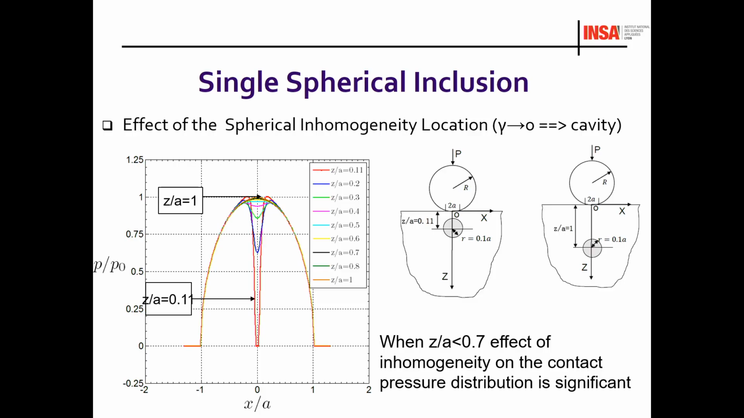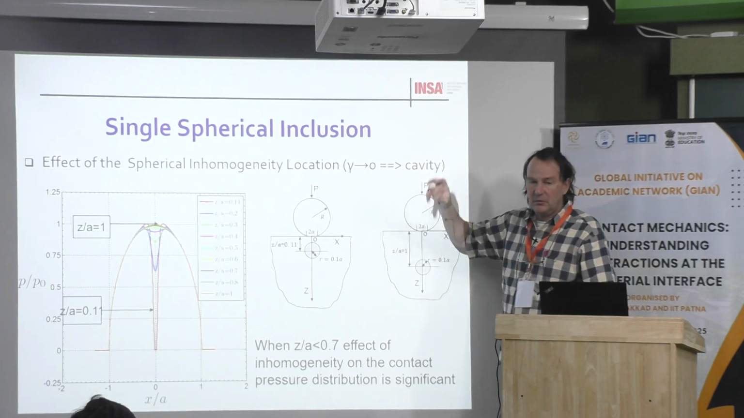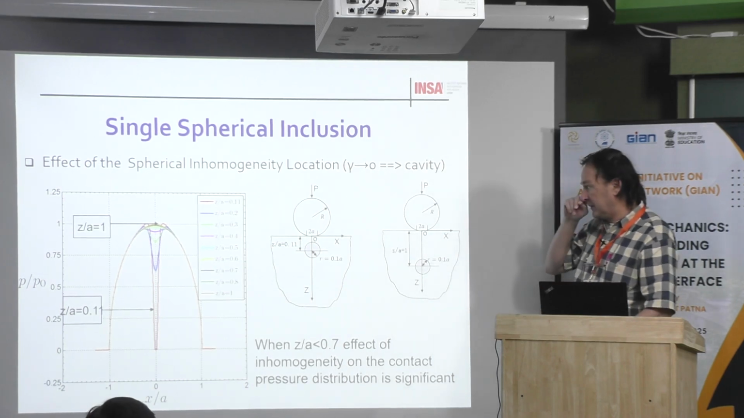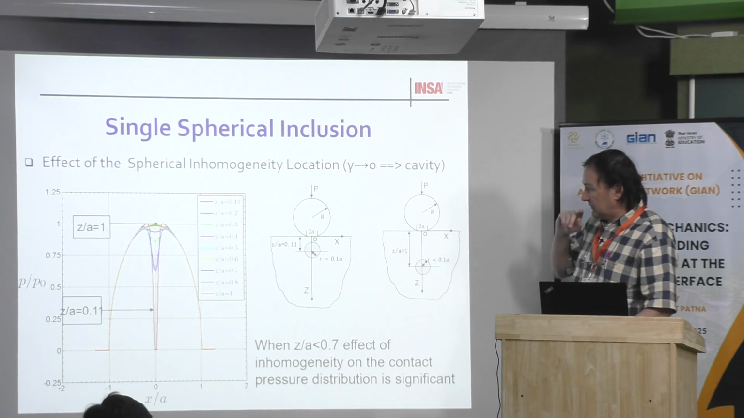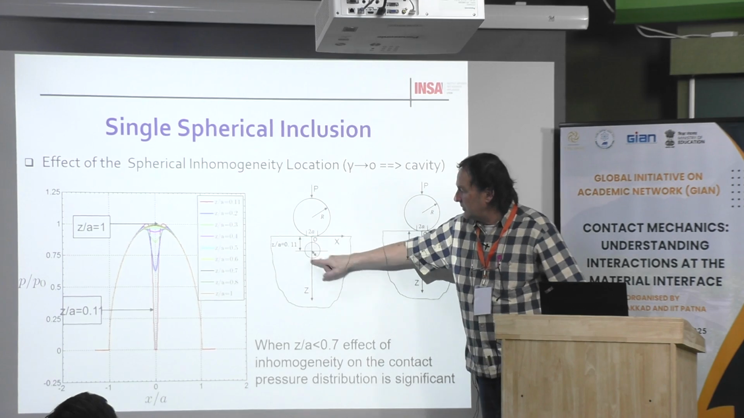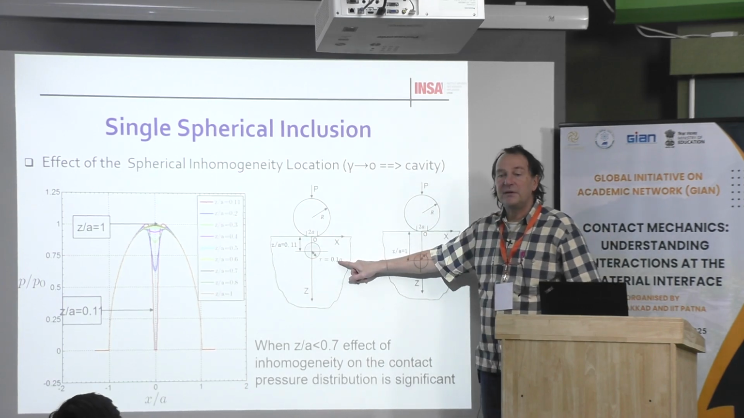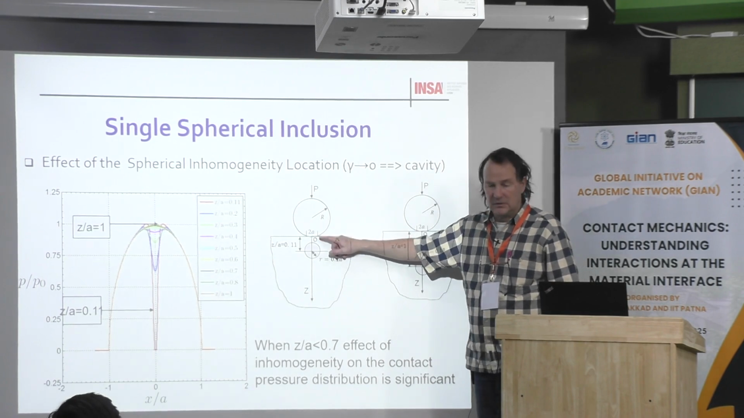Now this is the effect of the depth. Okay. Then this time we consider a cavity, a void. There is nothing inside. Then we start from this situation, and this is a small inclusion, which is 1/10 of the contact radius.